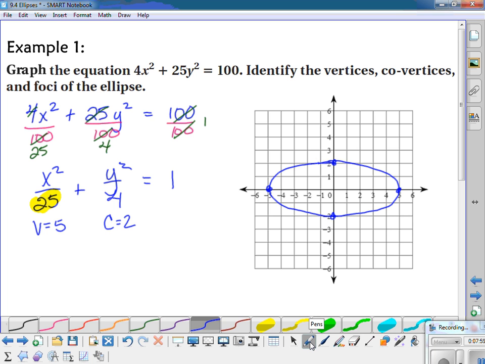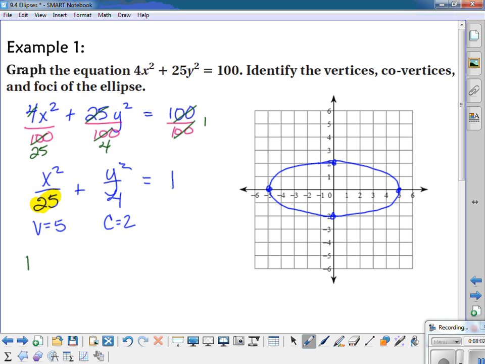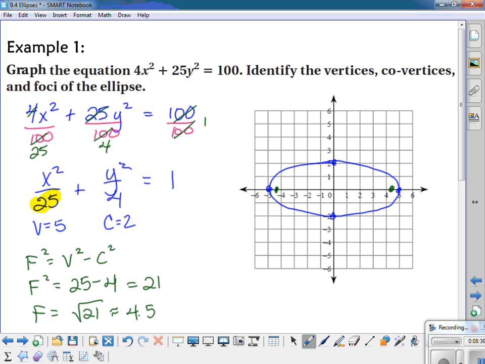So I can use that relationship that f squared is v squared minus c squared. And so v squared was 25, c squared was 4. 25 minus 4 is 21. So the distance to the focus is just going to be the square root of 21, and that's approximately 4.5. So from the 0, I'm going to go plus or minus the square root of 21, so about 4.5. So that's where my foci would be.